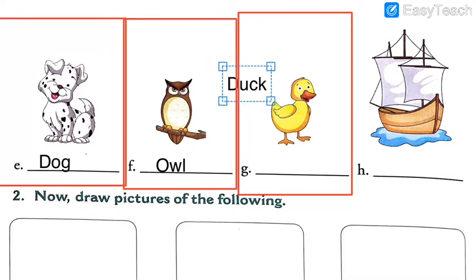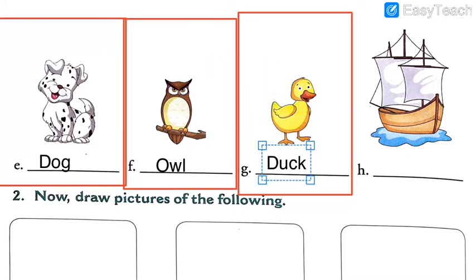Duck, and the last one is ship. Yes, so it is ship, which sails in the water. S-H-E-E-P, sheep, is the name of an animal. So, don't get confused. Now we have solved all these 4 photos: dog, an owl, a duck and a ship.